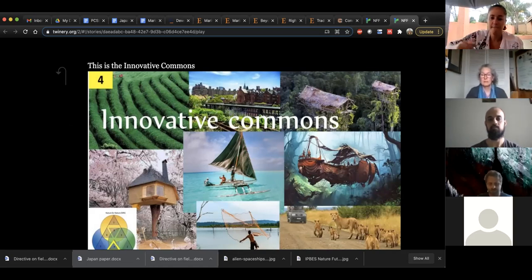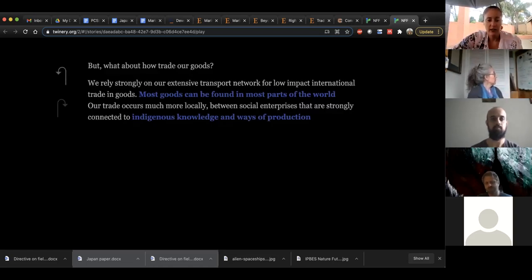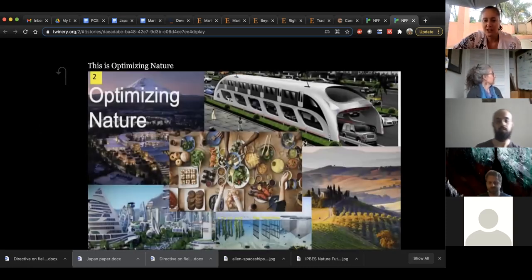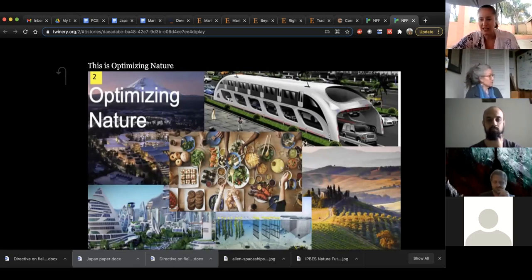What I will do is, instead of going through all of the options, I'll just show you that if you chose international trade rather than local, this is the optimizing nature scenario, which you can see is definitely not about nature protection. It's much more about transport and food and these multicultural, multifunctional landscapes, not necessarily that connected to different cultural practices.